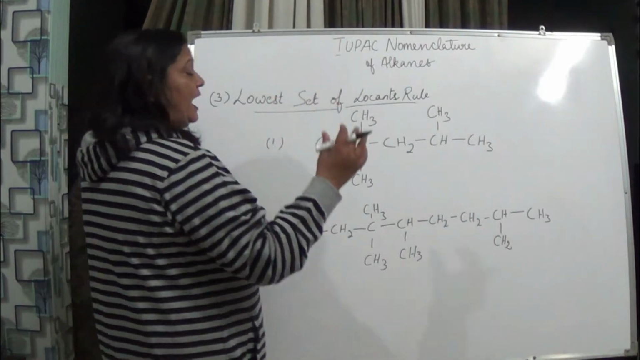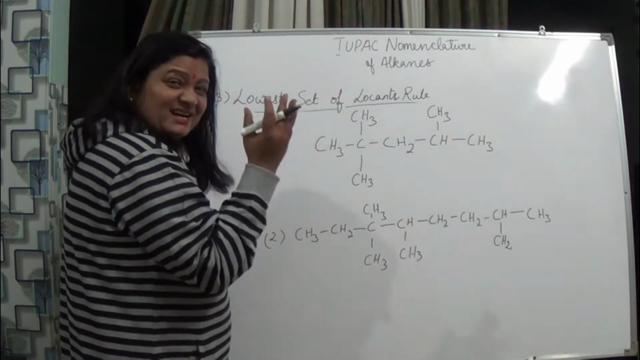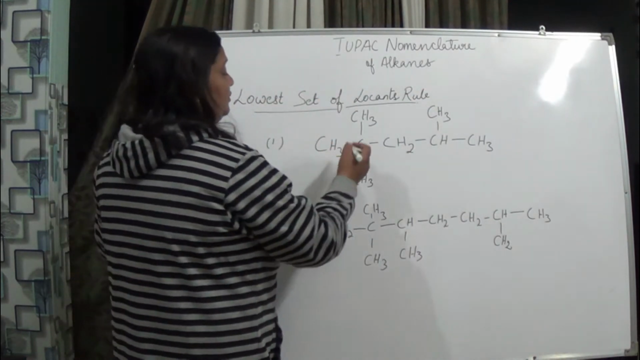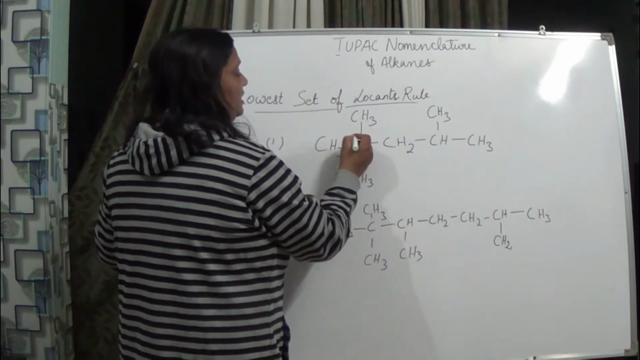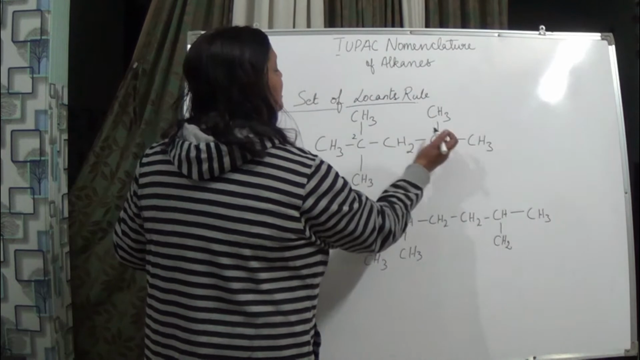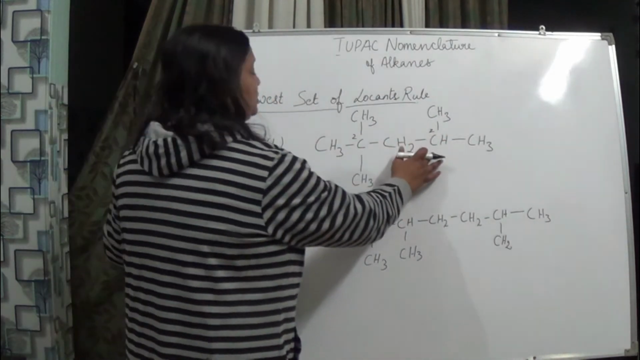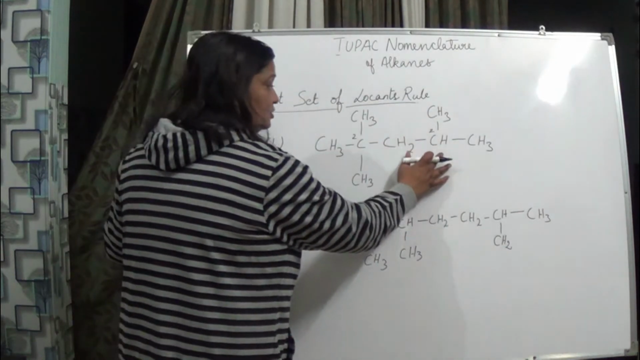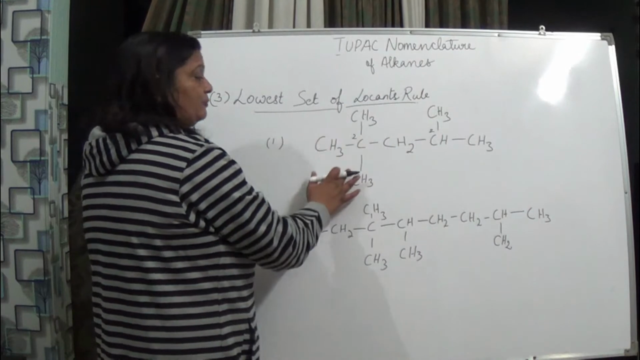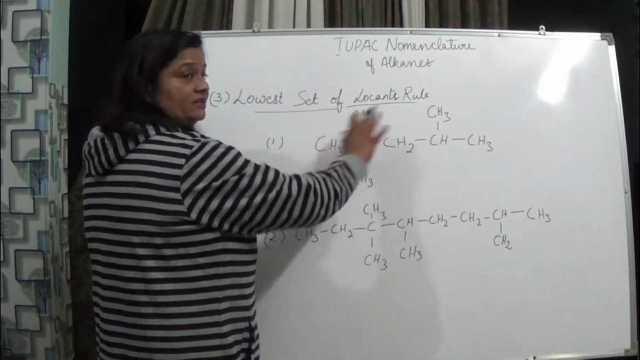Here we have to see from where the branching comes first, which is nearest to the parent chain. If we count from this side, 2 comes here. If we count from this side, 2 also comes. So which one do we take first? We consider this one first, because here you can see the number of branchings is more than here. So this we can consider if everything else is the same.